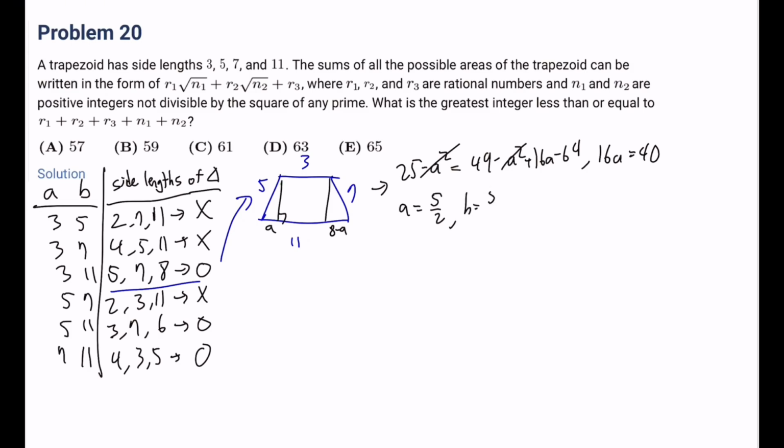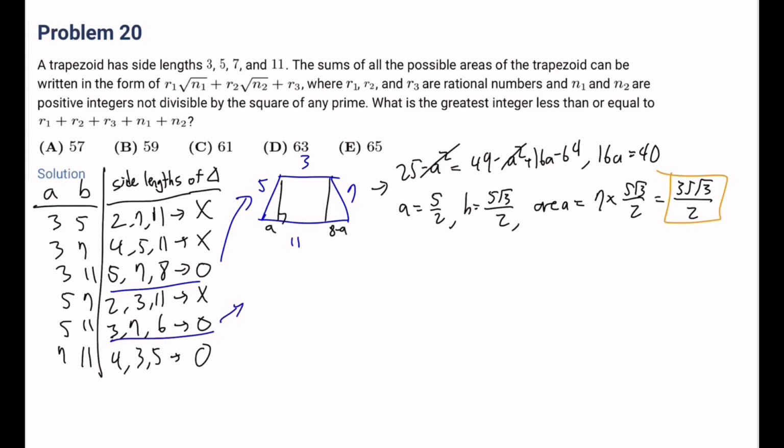So that means the height is 5 root 3 over 2, and the area is going to be 3 plus 11 divided by 2, that's 7, times the height. So that's 5 root 3 over 2. So the whole thing is 35 root 3 over 2. So we have that. And next, this one.